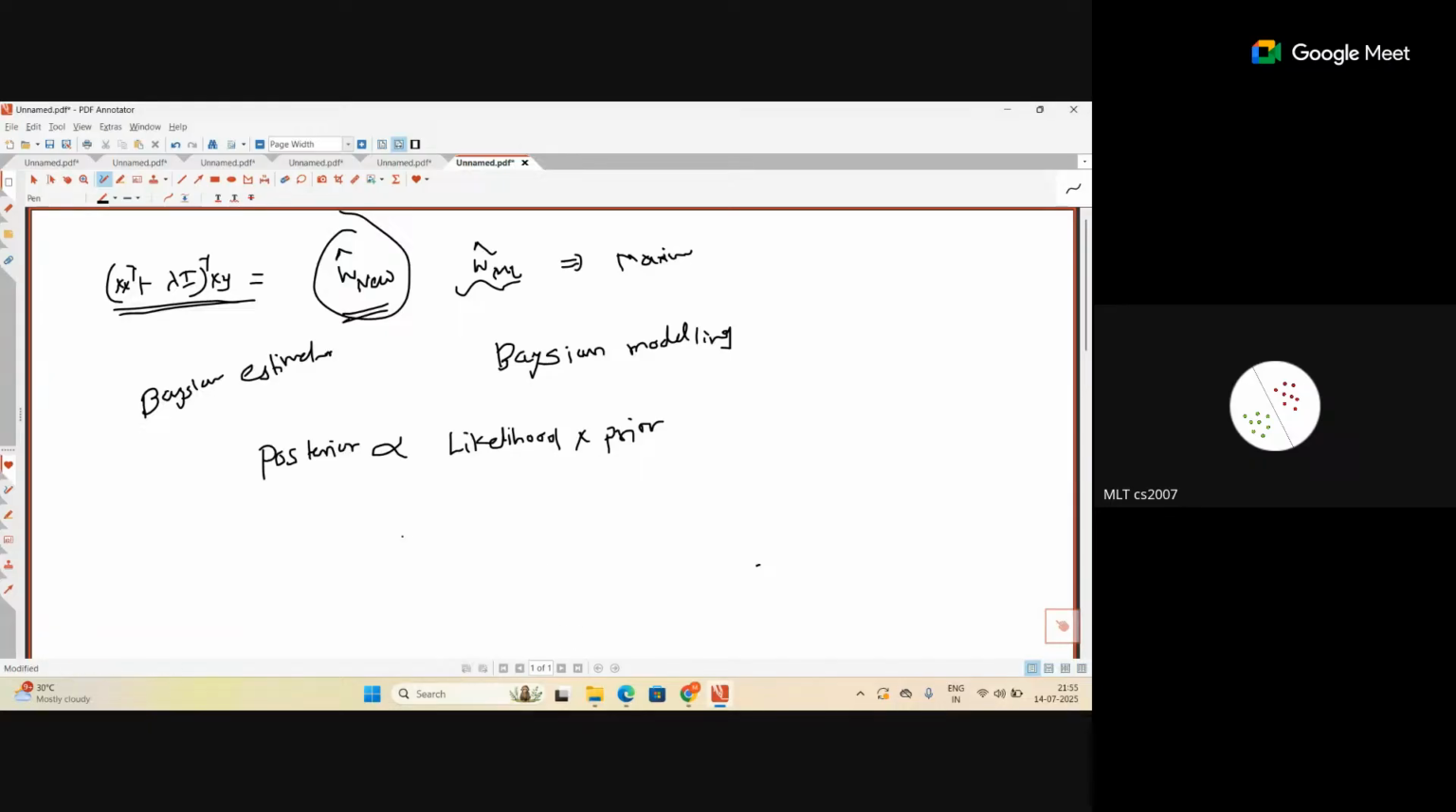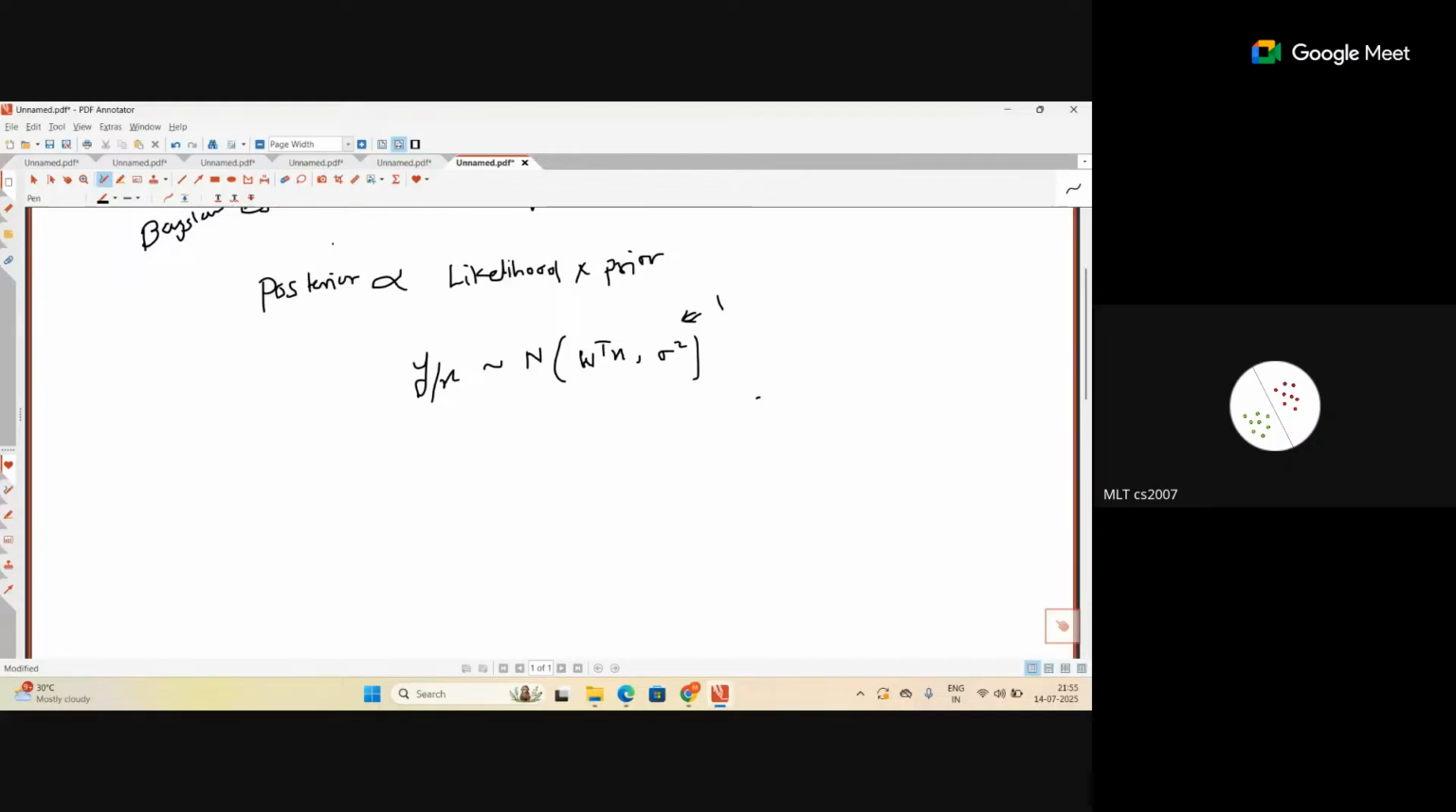What was the likelihood problem? It was that y given x is normally distributed with w transpose x and sigma square. Now think of this sigma square as 1. You can keep it as sigma square and solve it, it is not very difficult, but for simplification of the terms, right now just think of this as 1. That means I'm saying there's a variance of 1 here.